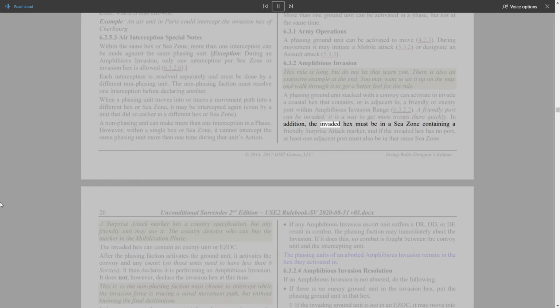In addition, the invaded hex must be in a sea zone containing a friendly surprise attack marker, and if the invaded hex has no port, at least one adjacent port must also be in that same sea zone.